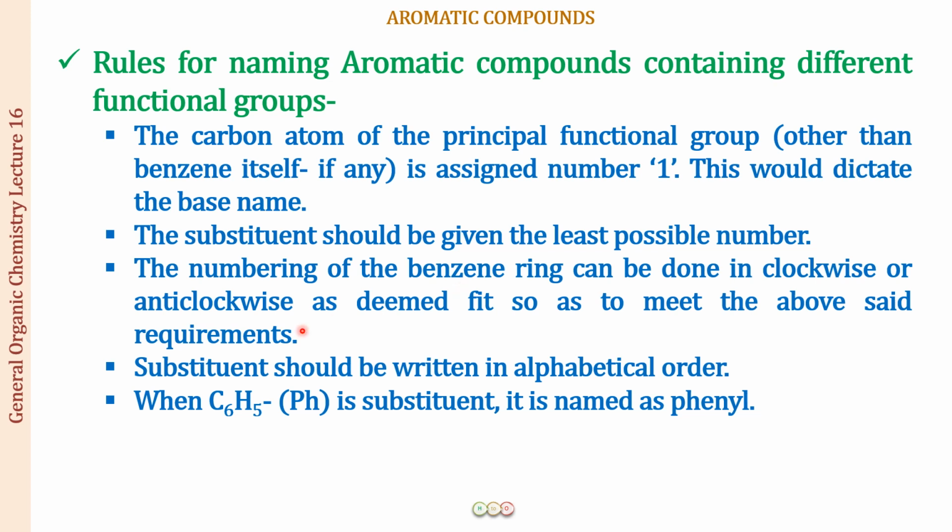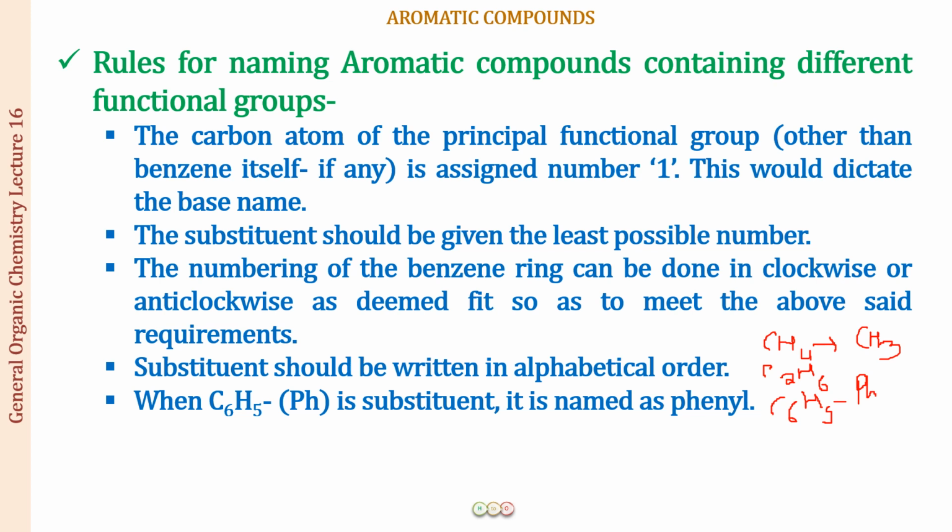And then when C6H5 is present as a substituent, we call this phenyl. So this is what you have to remember. As an exception, for example, we have CH4. When CH4 loses one hydrogen, we get an alkyl radical, that is the CH3. So methane gets converted to methyl radical. Similarly, if we have C2H5, this is going to be the ethyl radical from ethane. C3H7 is going to be propyl radical from propane. But when we have C6H5 as the alkyl radical, this is not called benzyl, this is called phenyl.